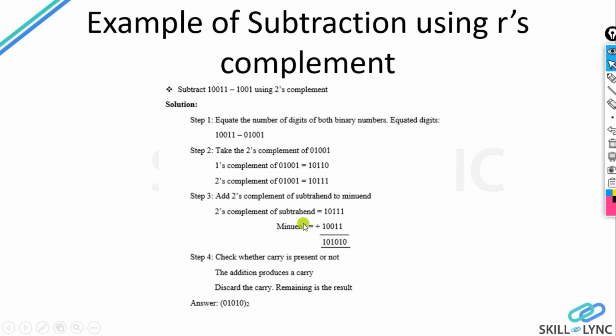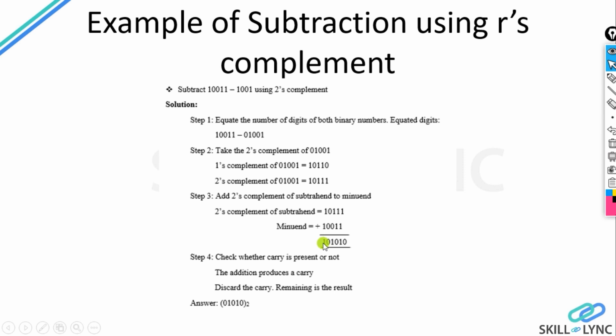Now the third step is, you add this number 10111 to x. X is 10011. Here you can see I am adding two numbers and you will see the result is 101010. Now you check whether carry is there or not. The method to check this is to count the number of digits in the question and answer. In the question it is 1, 2, 3, 4, 5, and here it is 1, 2, 3, 4, 5, 6.